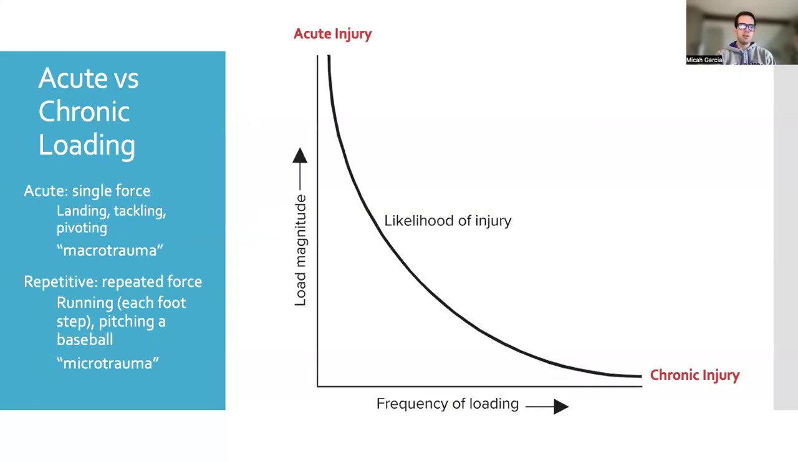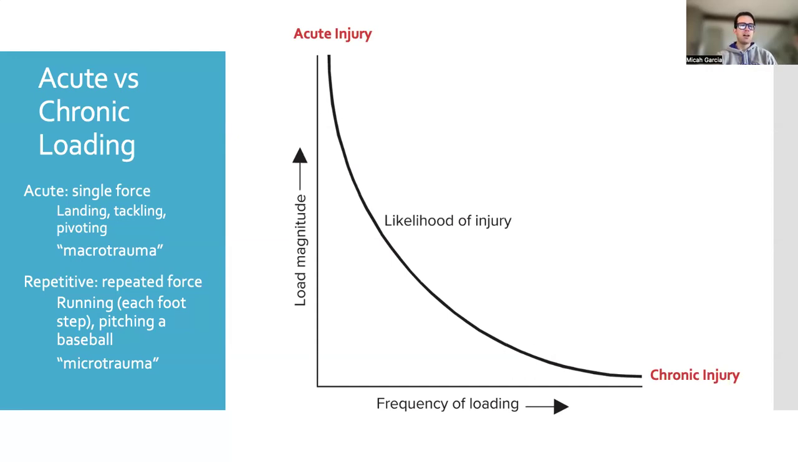So the two ways to really classify injuries, they can be classified as either acute or chronic. And so when we say an acute injury, this is usually an injury that occurs from a single force, such as a landing, tackling someone, or pivoting. And this can be considered macro trauma, or very high load magnitudes, but very low frequency of loading.